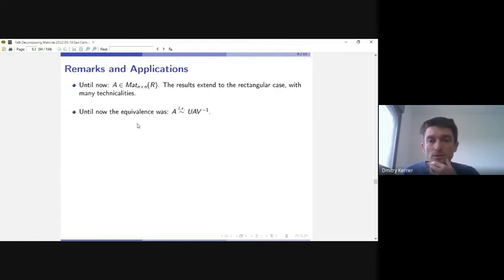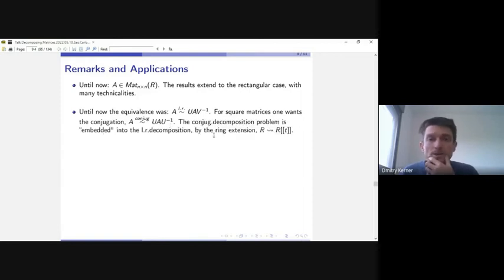Now, until now, the equivalence was left-right, U A V minus 1. Usually for square matrices, one wants U A U minus 1, the conjugation, the traditional conjugation of linear algebra, which is so useful in various areas of mathematics. And it so happens that the problem for conjugation is embedded into the left-right. You should just extend your ring, introduce a new formal variable.